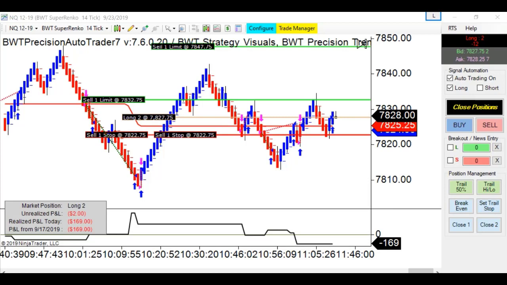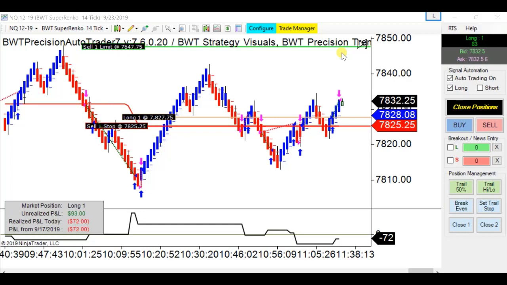Okay, the long is in. First target is 20 ticks. And then second target is right by the high of the day, which I think we are going to reach. Here is target 1. Stop to minus 10 ticks.